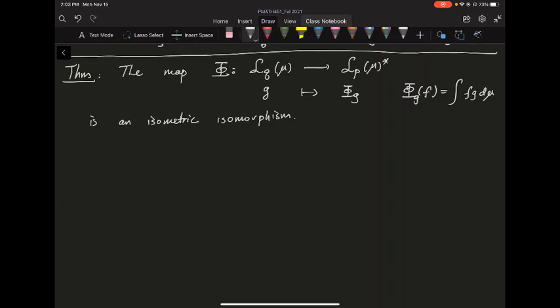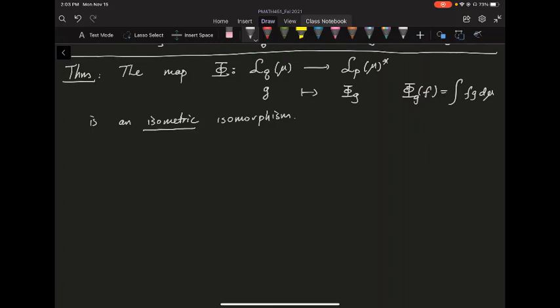So now I can define a map that just takes any LQ function g and maps it to phi g. We know this is going to be a well-defined map. And in this video, we're going to prove the main theorem that's basically saying this map is not only well-defined, but it's actually an isometric isomorphism.